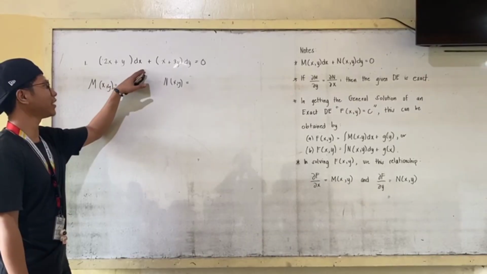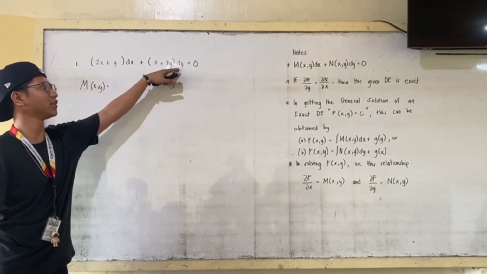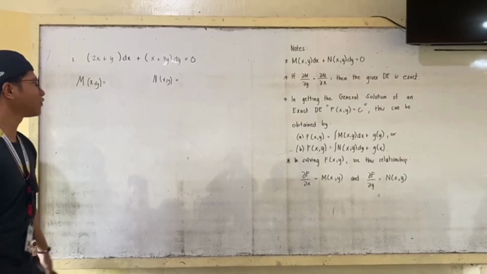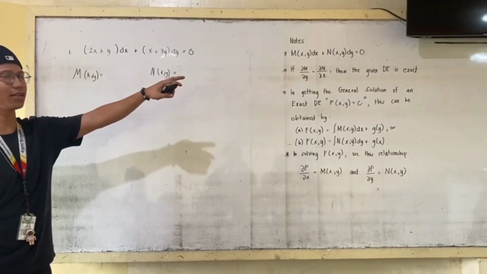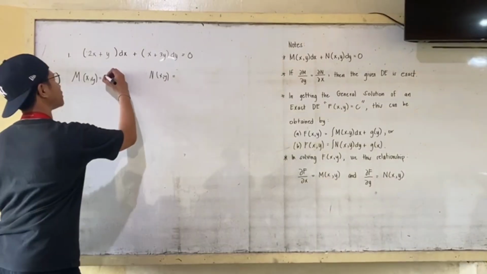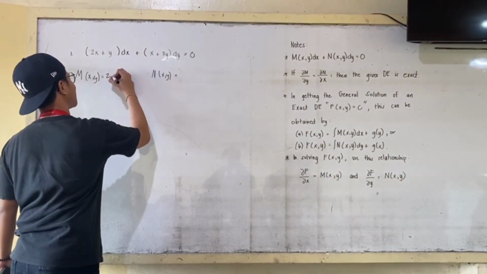(2x + y) dx + (x + 3y) dy = 0. The first thing to do is to find the M and the N. I'm just going to write it down.